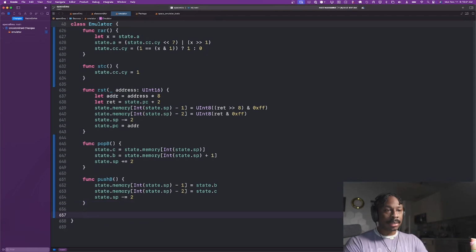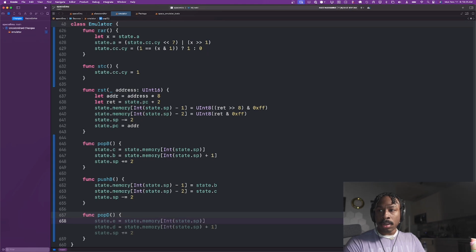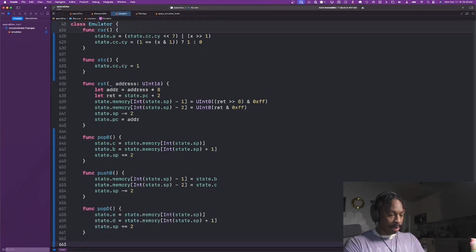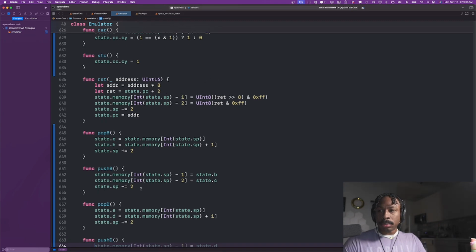Okay, so they also implemented the PSW, but I'm actually gonna implement the 2 other register pairs. It's just gonna be very similar to the other one. So pop D. Yeah, so it's gonna be that, and then push D.